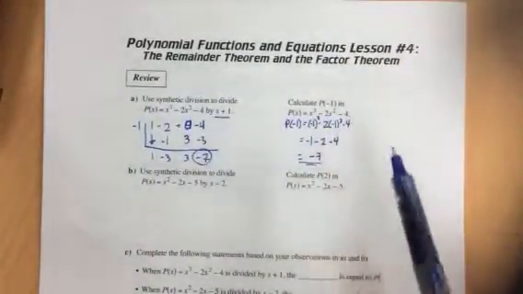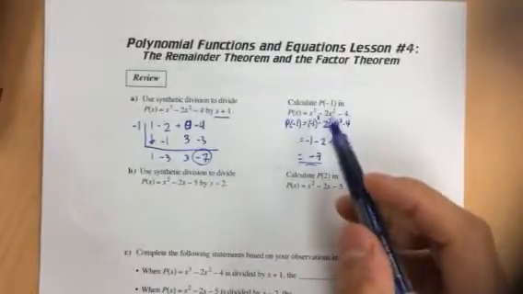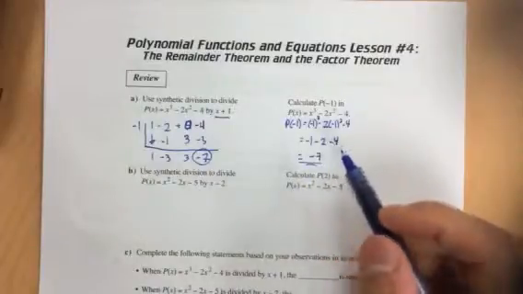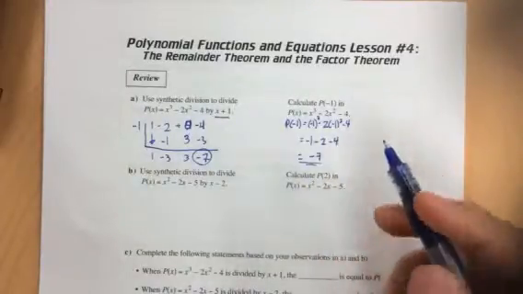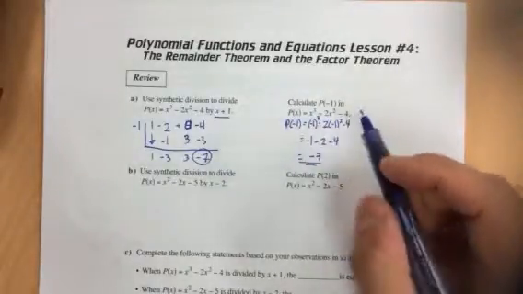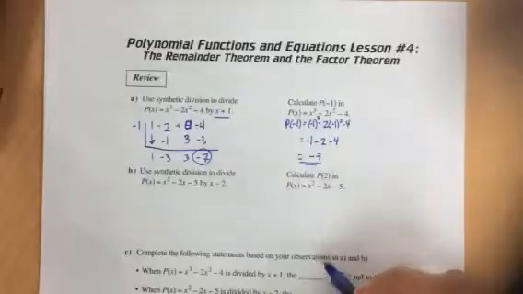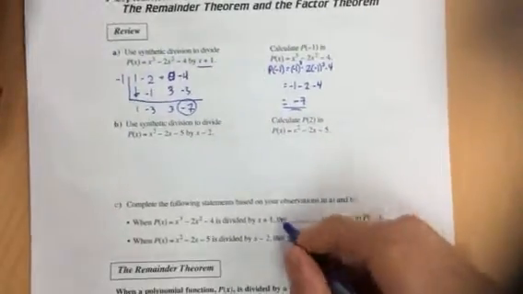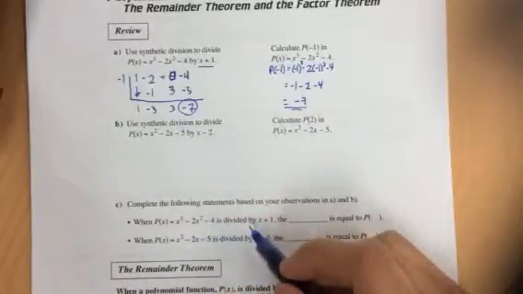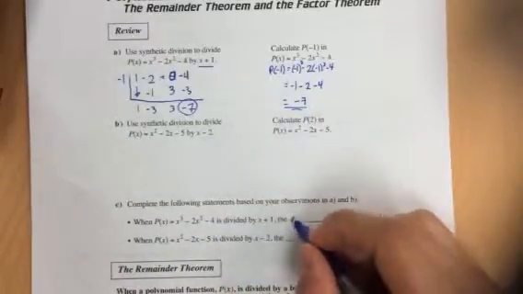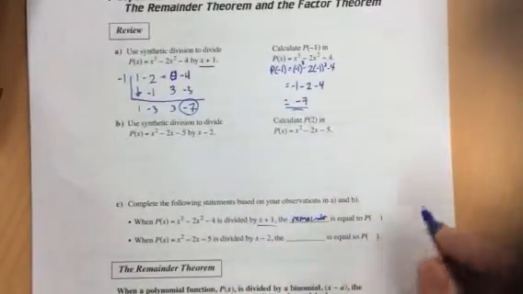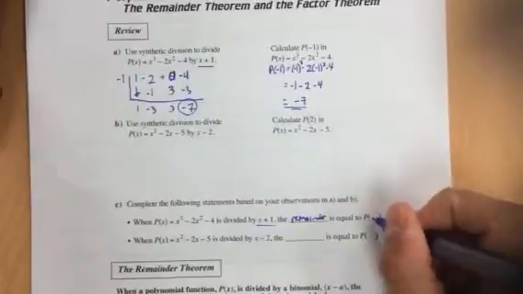So this is what the remainder theorem tells us: if I have x cubed minus 2x squared minus 4, and I divide that by x plus 1, the remainder is going to be equal to p of whatever that value is that we were dividing by. All right, so when p of x is equal to x cubed minus 2x squared minus 4, and we divide that by x plus 1, the remainder is going to be p of negative 1.